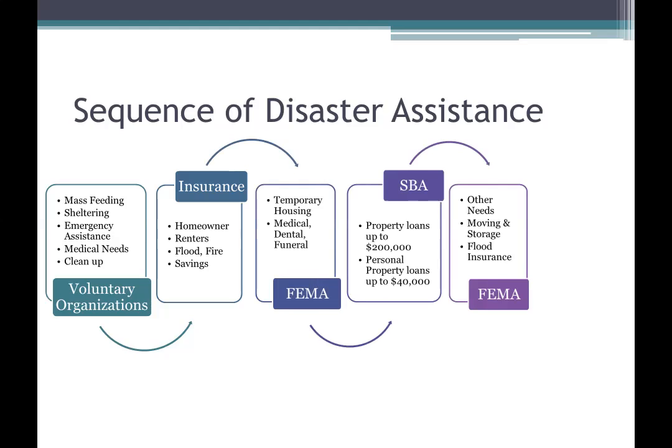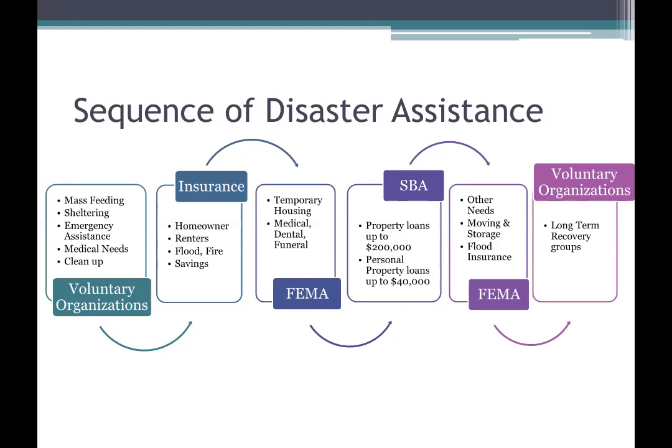And then comes the SBA loans. So property loans up to $200,000 and personal property loans up to $40,000. And then the other programs might be group flood insurance, moving and storage, or some other needs that are available as well. Again, to be eligible for any of this, you must complete the SBA loan application. I cannot stress that enough. So make sure that you know this and you're sharing that information with others as well. And then finally, after all of that, any other sort of assistance would be provided by voluntary organizations. So again, the agencies themselves, or they might work together as a long-term recovery group to provide any assistance. This is typically when we see unmet needs in the community.